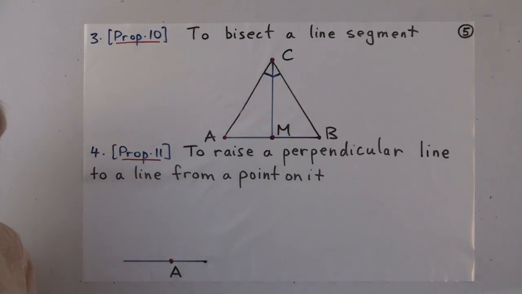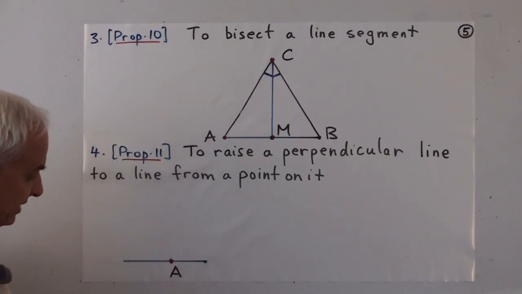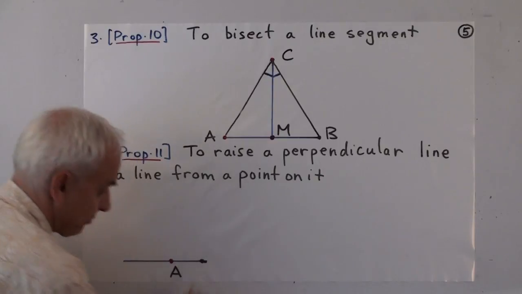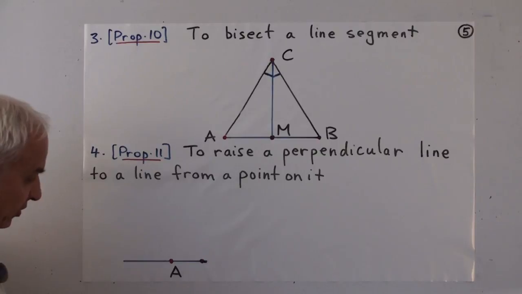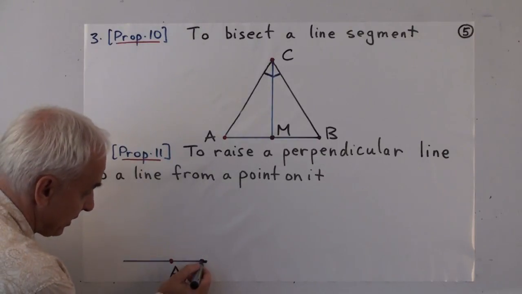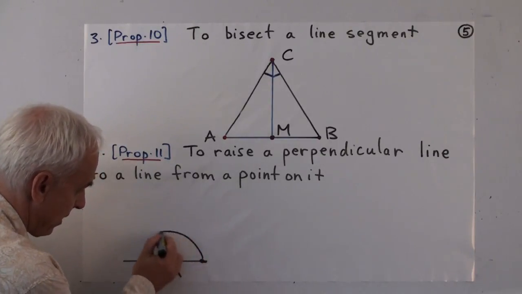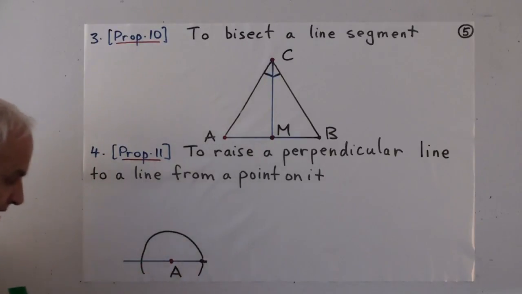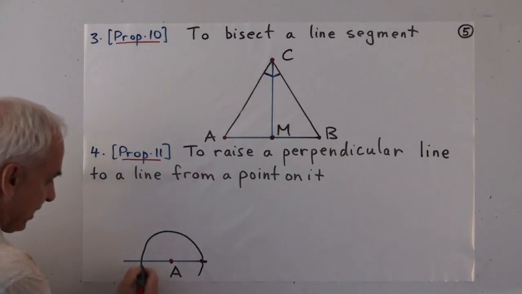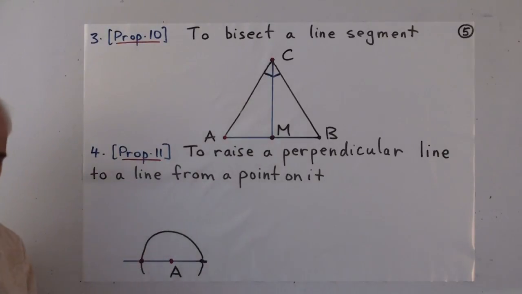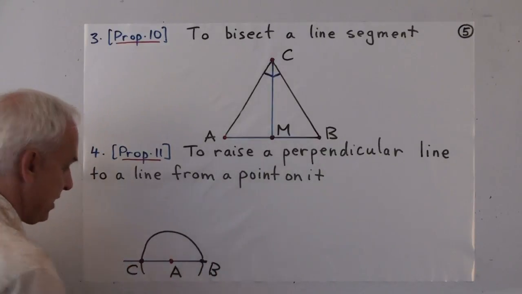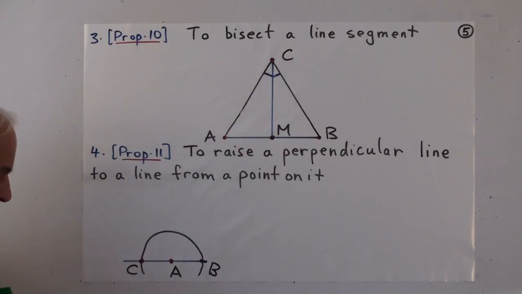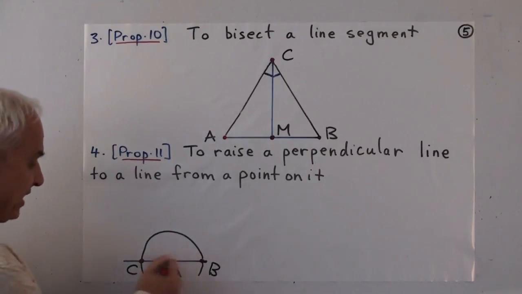Well, we get our compass and we put its center at A, and the other point we'll just choose some random other point on this line. We'll draw a circle through this point, center at A, something like that, and we'll see where it meets the line in the second point. And let's call these points, say, B and C. And then we're going to create an equilateral triangle with base BC.